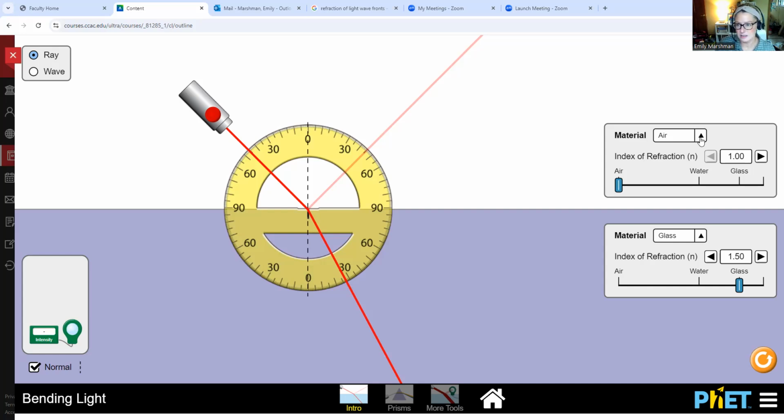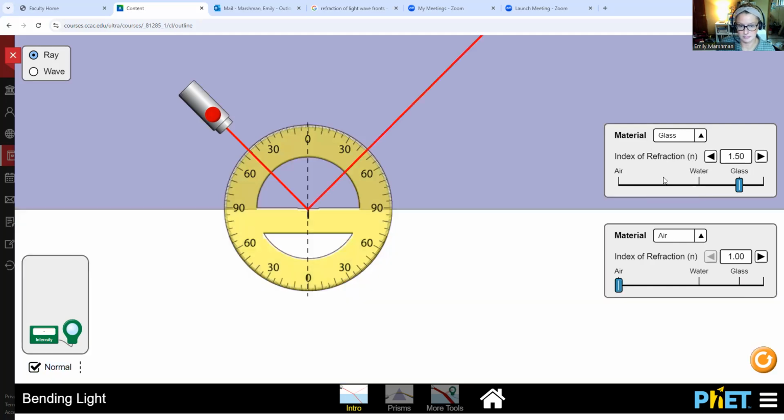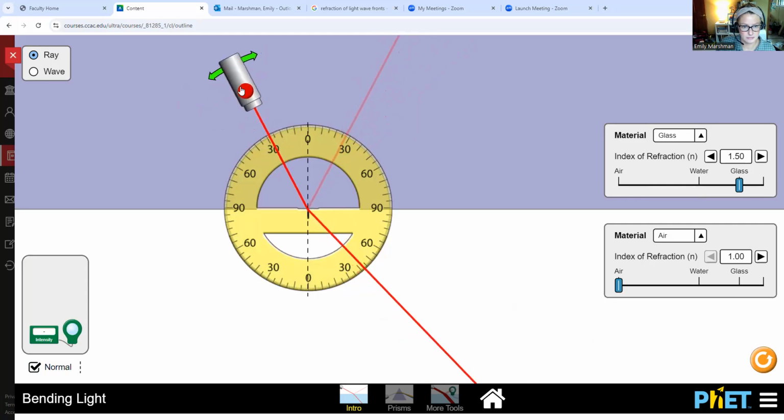You can flip these around. Let me put glass on the top and air on the bottom. Notice that in this case, when I'm going from an index of refraction that is high to a lower index of refraction, the light is going from a low speed to a higher speed when it goes into air. And so the light bends away from the normal and you have a higher outgoing angle here. I hope that's making sense to everybody.